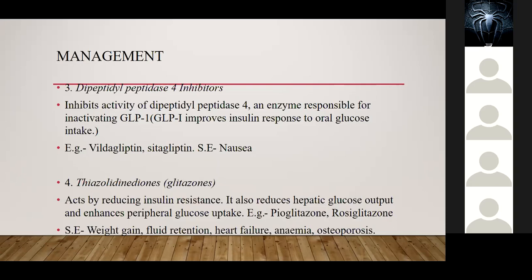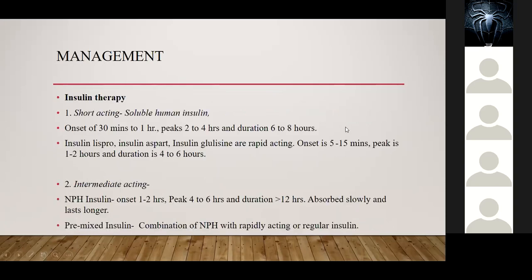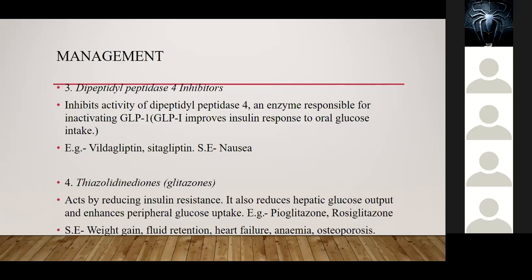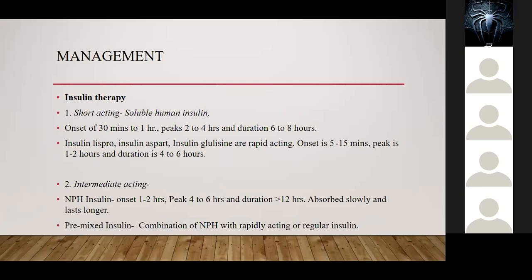So side effects: weight gain, fluid retention, heart failure, anemia, osteoporosis. So you need to be careful. If your patient has some form of congestive heart failure, already suffering from fluid retention, and with weight gain, you wouldn't want to give your thiazolidinedione. Then there's also a group of medications called meglitinides, which work like the way your sulfonylureas work. So just read on meglitinides as well.